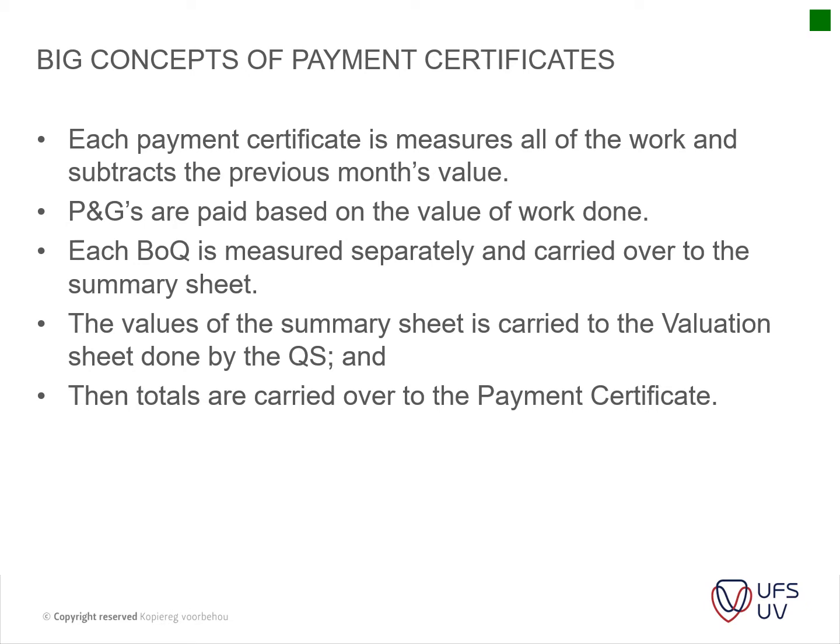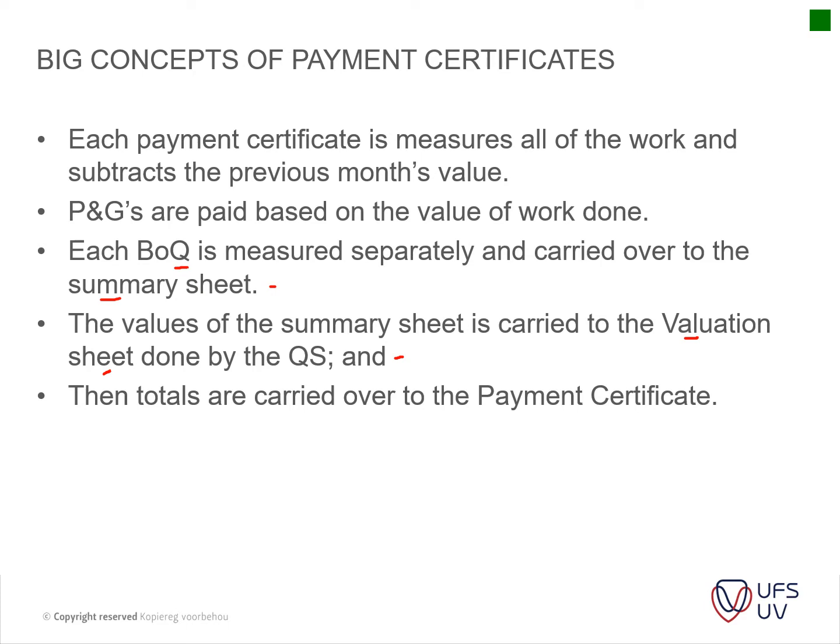Each bill BOQ is measured separately and carried over to the summary sheet. So the first step is to measure the BOQ, the bill items. It's usually given in percentages, and then the value of the summary sheet is carried over to the valuation sheet, which is done by the QS. So we're not going to focus on this, because this is a repetition of the actual payment certificate.